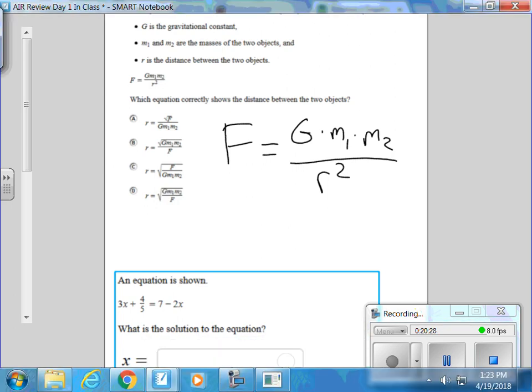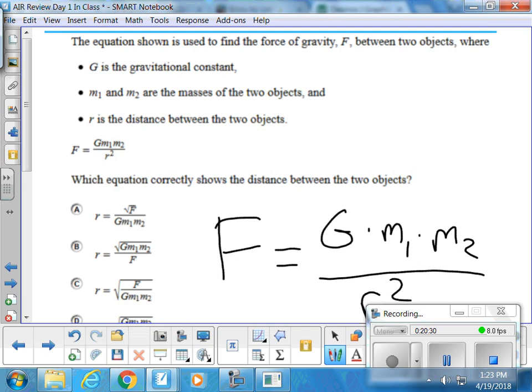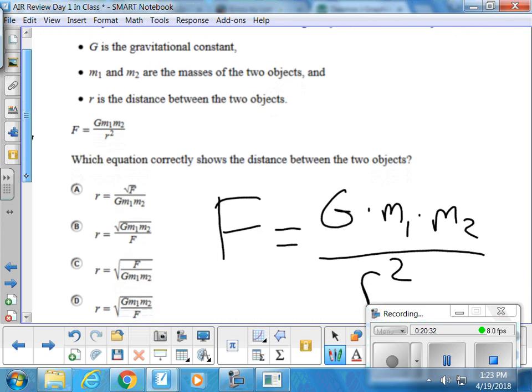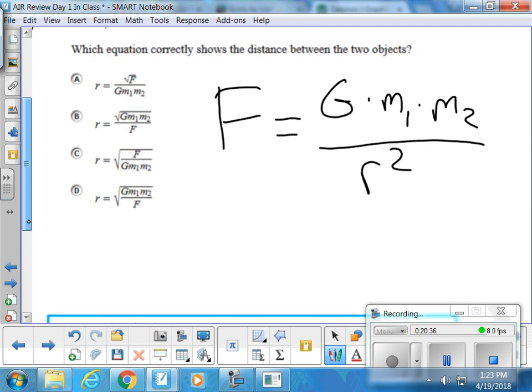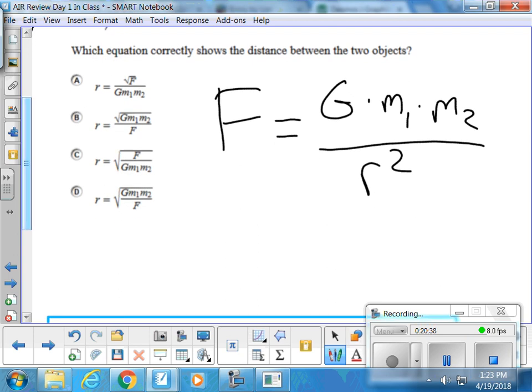So first things first, is R in a nice location down there in that denominator? No, we do not like variables in our denominators. So we're going to multiply both sides by R squared. That'll kind of get R out of the denominator. Goodbye.